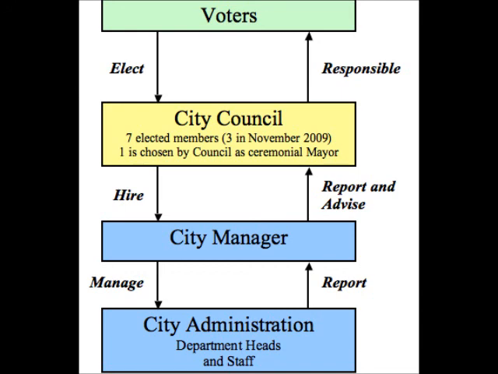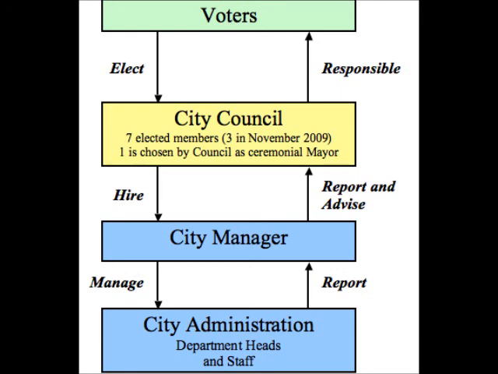And the manager's job is to basically run the city. And the council's job is to manage the manager and make sure that they're doing a good job. So also kind of complicated, but in some cities it works really well. In others it doesn't. So how do these governments all work together?